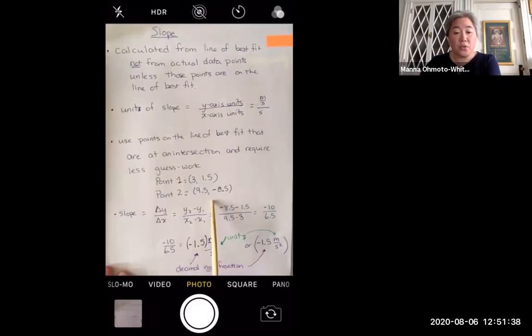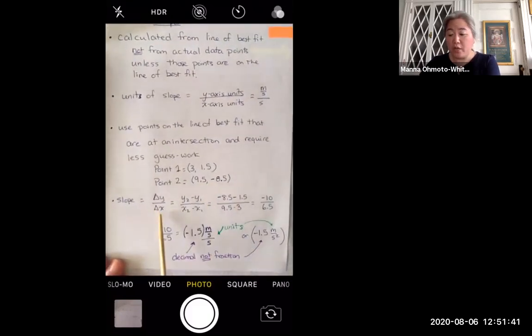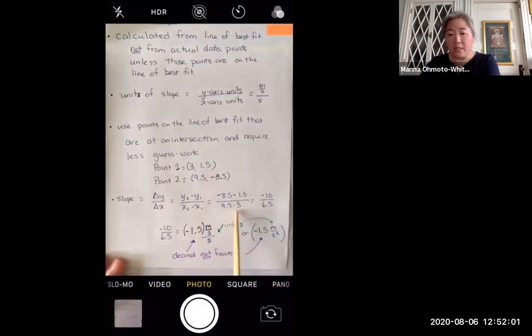So then I just use slope as change in y over change in x. So my change, remember, is always my second point values minus my first point. So negative 8.5 is my second y value, minus 1.5. So that gives me a change in my y value of negative 10. And my change in x will be 9.5 minus 3, or 6.5.